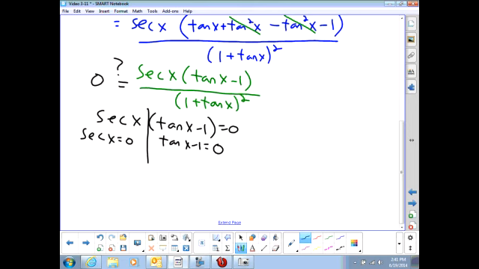Secant x is the reciprocal of cos. So this is like saying 1 over cos x needs to be equal to 0. Well, remember a numerator would have to be 0 for a fraction to be 0. If you have a 1 in your numerator, then you can never be 0. So we'll get no values of x that could possibly make this 0. On the other side, we'll get tan x is equal to 1.